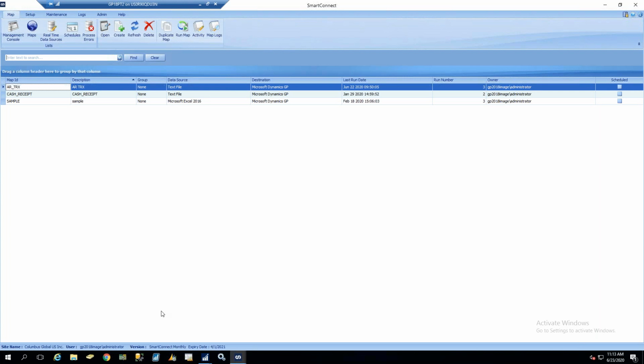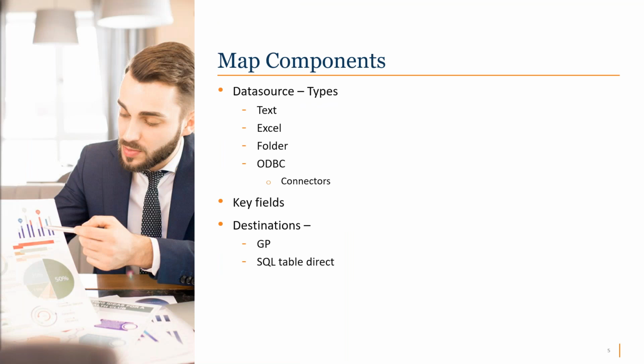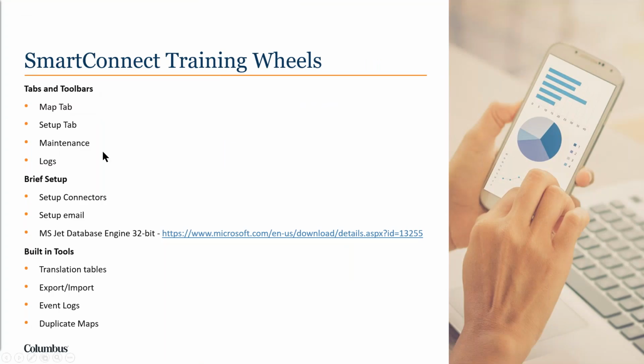So I'm going to go back. So that is a brief navigation of our tabs and toolbars. We talked about our connector and our email. This thing right here, this JET database engine, this is something that whenever I do the install of SmartConnect for you, I always download and install this.